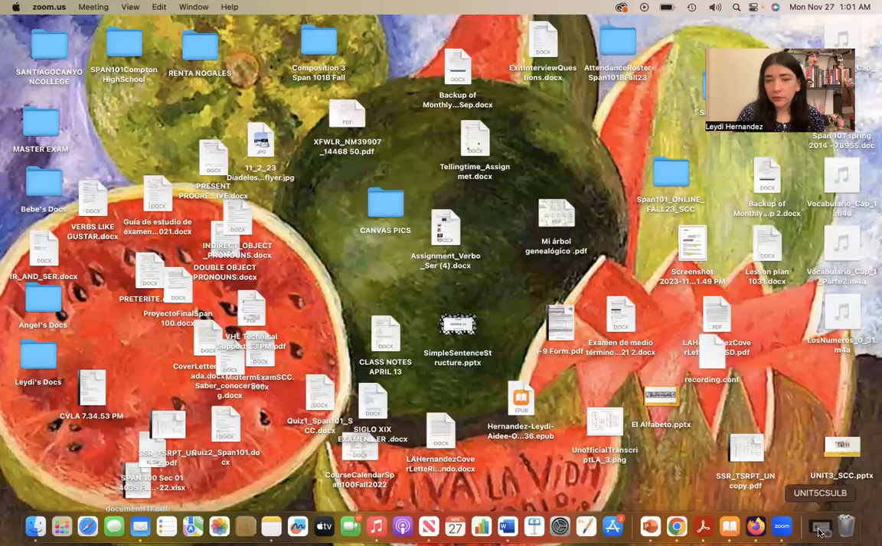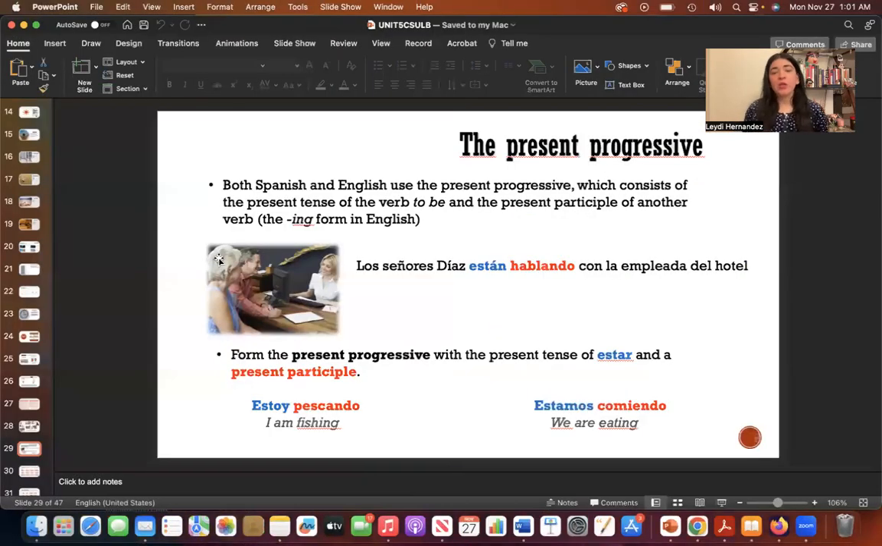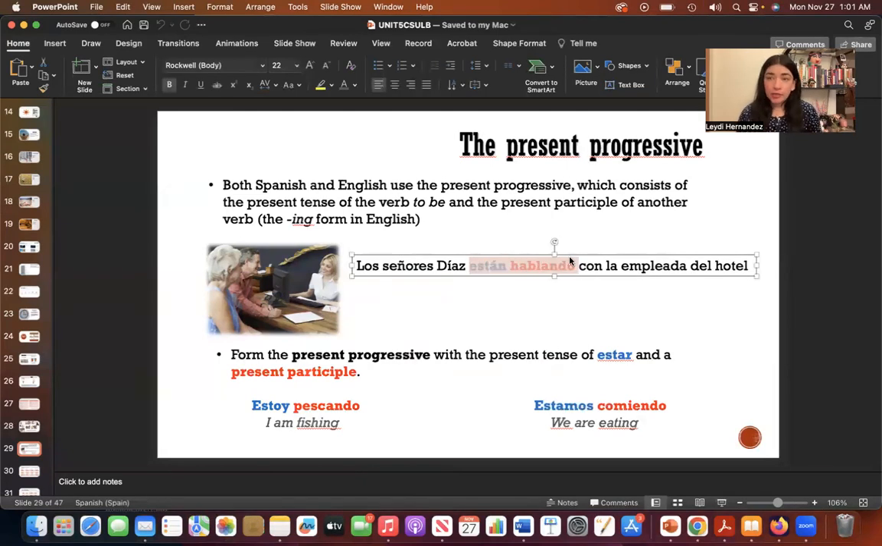I'm going to share my screen so I can show you. Okay, so in this sentence, los señores Díaz están hablando con la empleada del hotel. Están hablando, it's my present progressive, an action that is happening at the moment. They are talking with the employee of the hotel. So we have the present tense of estar, it's están because it's they, and my present participle. How do we know that this is the present participle? Because of the ending, ando.